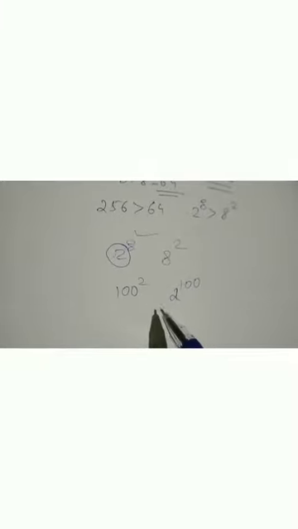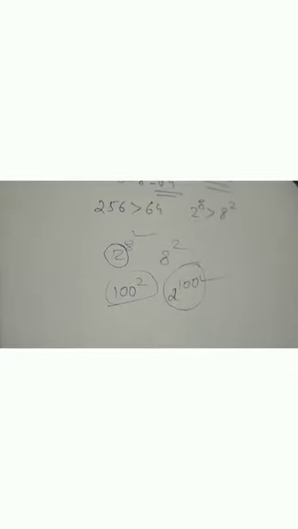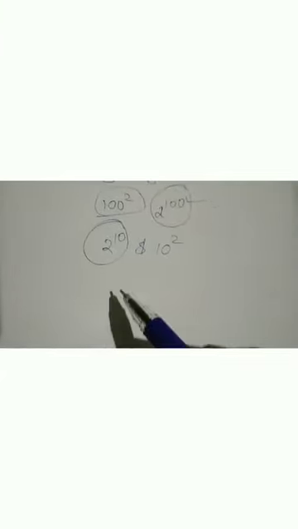Okay. Now 100 squared and 2 raised to 100. So here 2 raised to 100, this is greater. So 2 raised to 100 is greater than 100 squared. Here 2 raised to 10 and 10 squared. So 2 raised to 10 is the greatest one. Next question. Express the following as a product of powers of their prime factors. That is 648. We have to divide this by prime numbers.